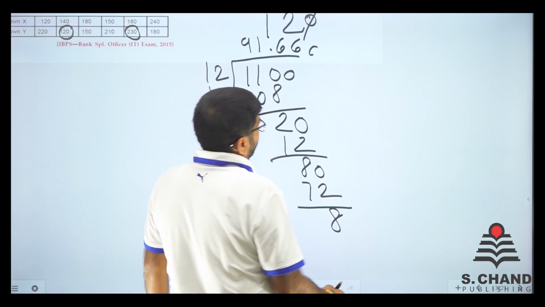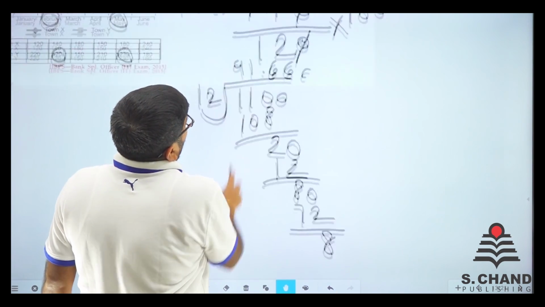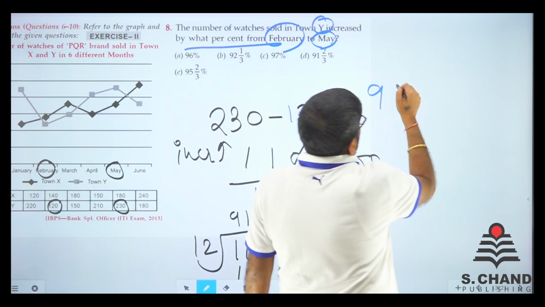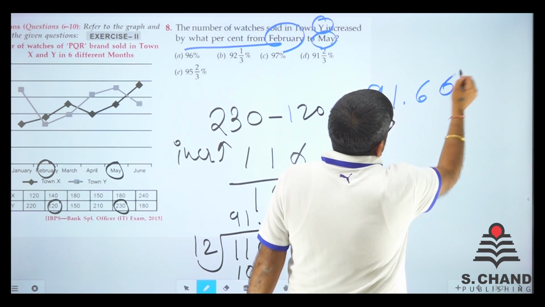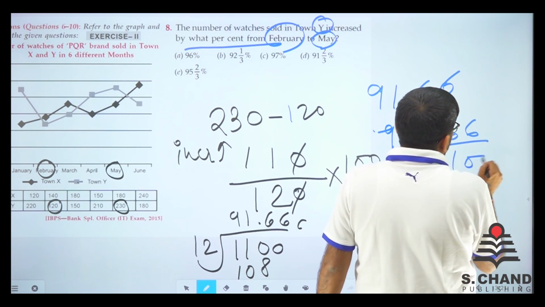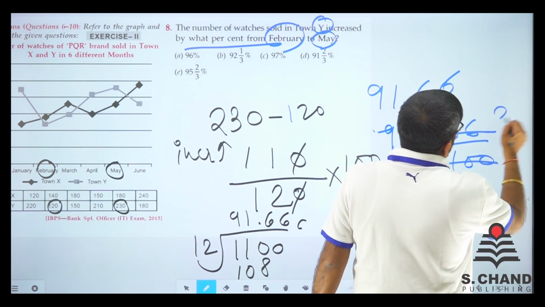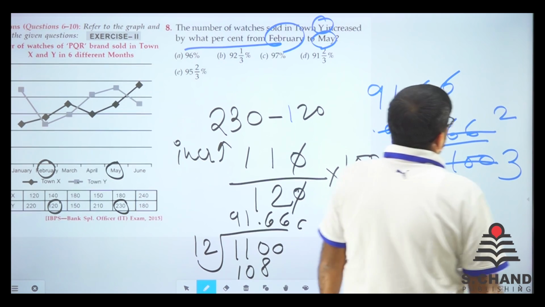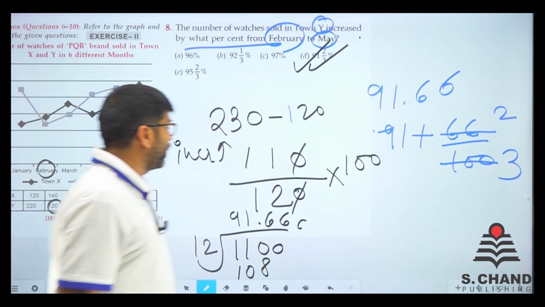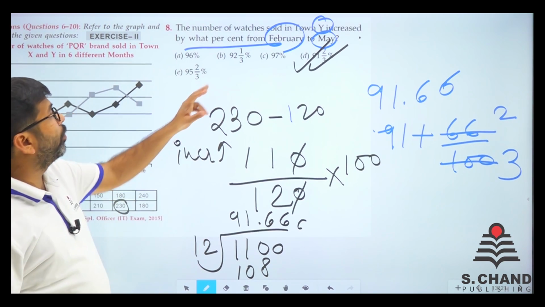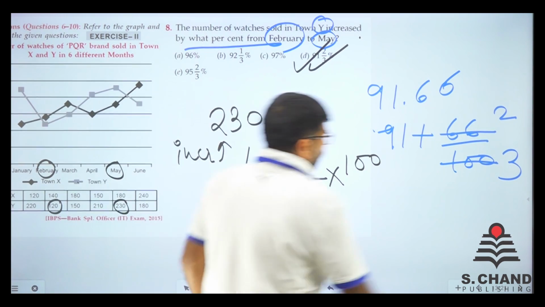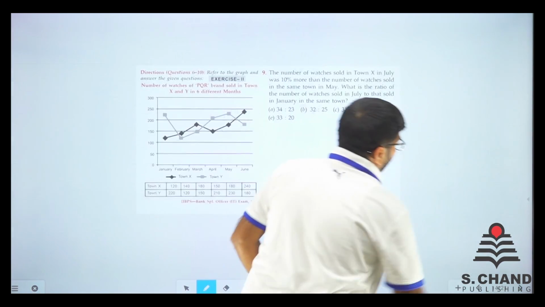So 91.666. Is there any option called 91.666? No, it is not. See, it is like 91.66. Then we can go 91 plus 66 by 100. So 66 by 100 is like 2 times and 3 times, right? So 91 2 by 3. 91 2 by 3. This is the percentage increase from February to May of town Y of this brand watch, right? Here we go.